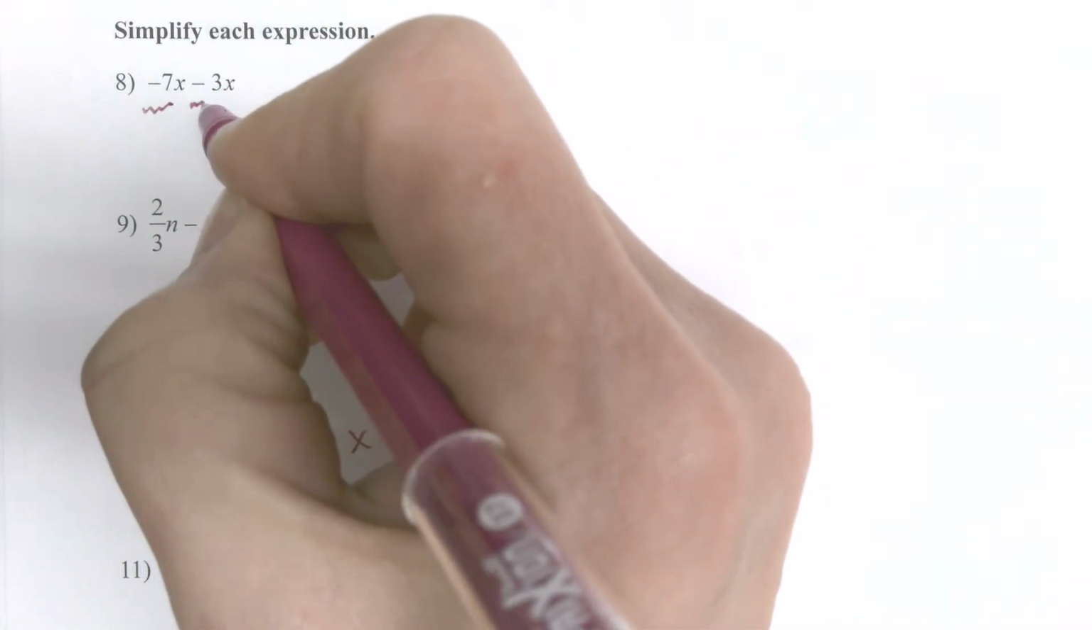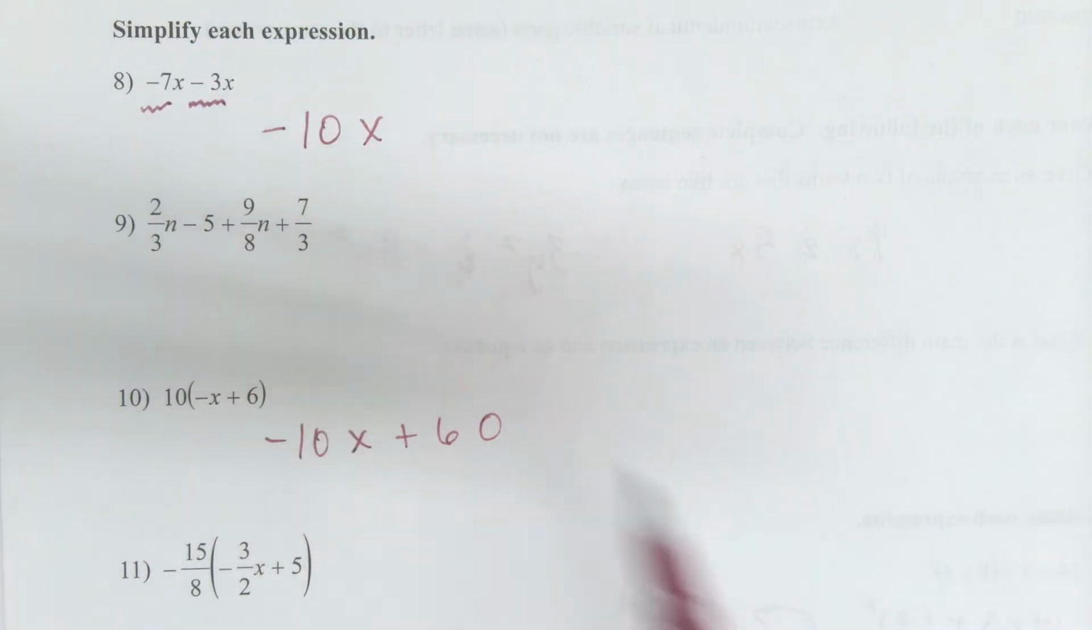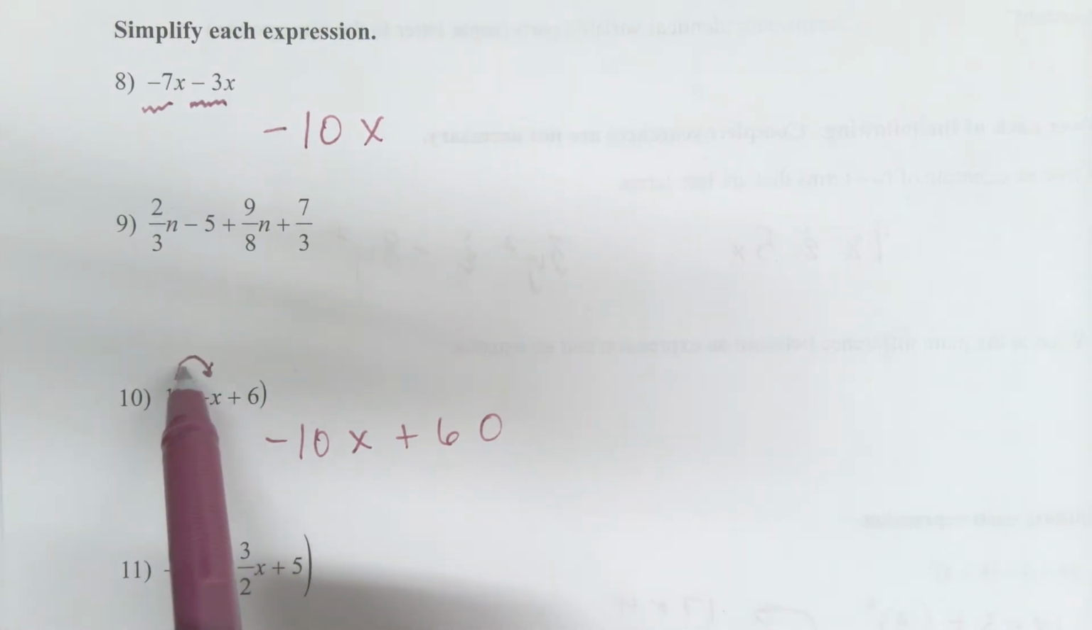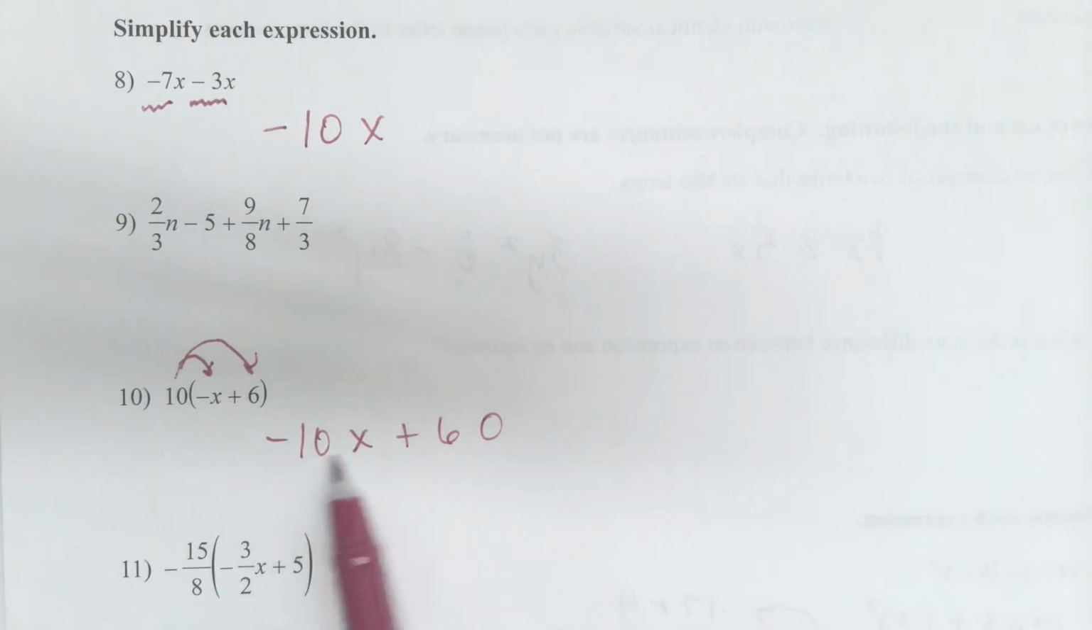Number 8, combining like terms. This is negative 7x plus negative 3x. That's negative 10x. Distributing goes through to both parts. The biggest mistake I see is people stopping right here. Another mistake I see is sign issues. So watch out for your signs. When you're distributing or positive, just keep the signs the same. When you're distributing negative, everything becomes the opposite.